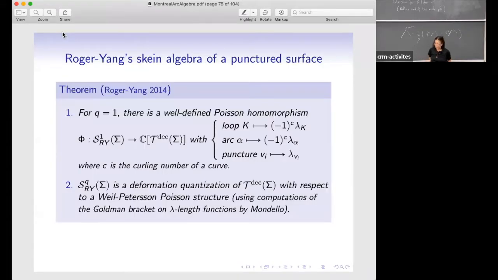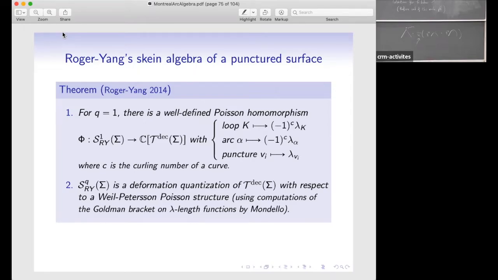So Roger and Yang proved, basically mimicking the construction for the regular Teichmuller space: if q equals 1, for every loop, instead of sending it to the trace function, now you send it to the lambda length function. And then there's also this plus or minus that drives me crazy, but you just pretend it's a plus. I always pretend it's a plus.